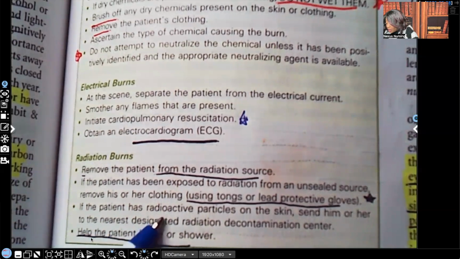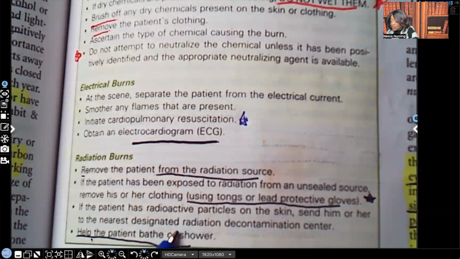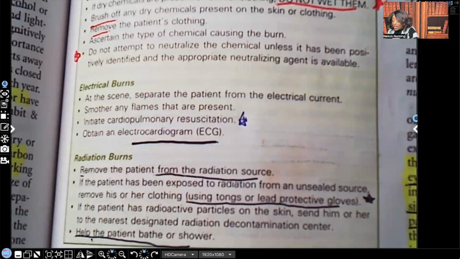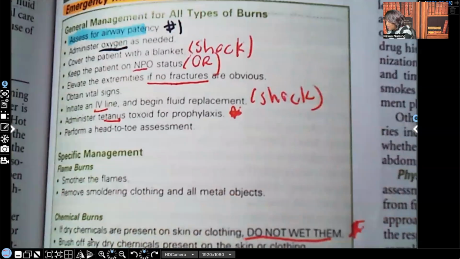If the patient has radioactive particles on the skin, send him or her to the nearest designated radiation decontamination center and help the patient bathe or shower. Okay, let's talk about collaborative care, respiratory assessment.